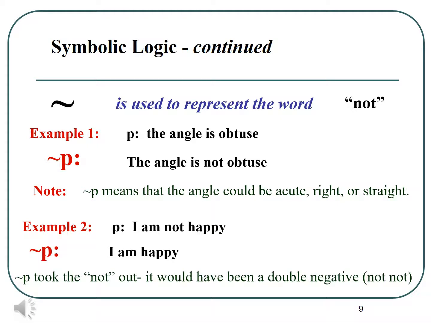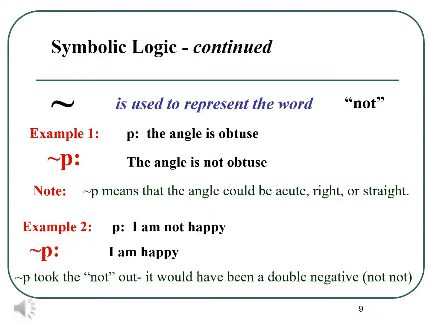Just as the three dots aligned as a triangle represent therefore, we also use a little squiggly to represent not. And I'm sure you've come across this before. So let's say you want to say not P. Well, suppose that P represents an angle that is obtuse. If you write not P, then that would mean that the angle is not obtuse. So that means the angle could be acute, right, or straight.